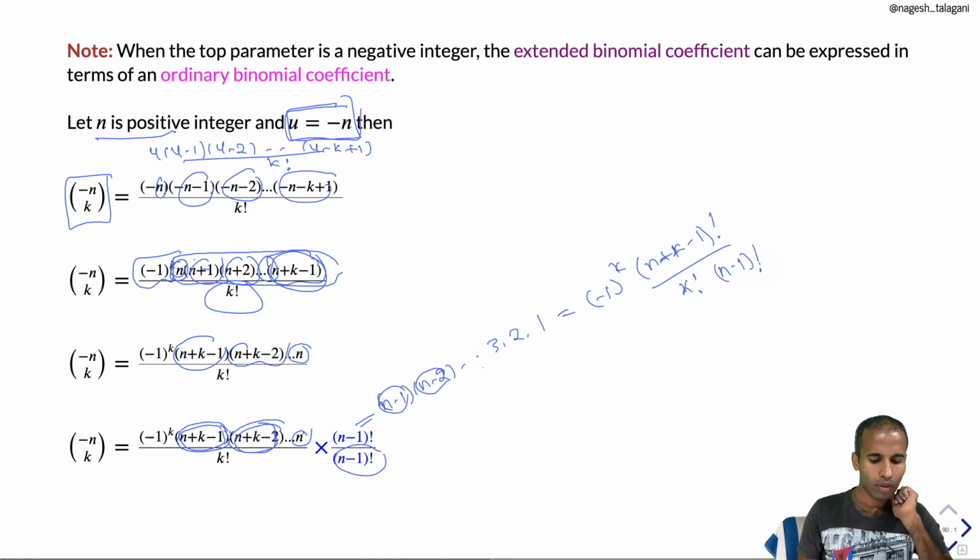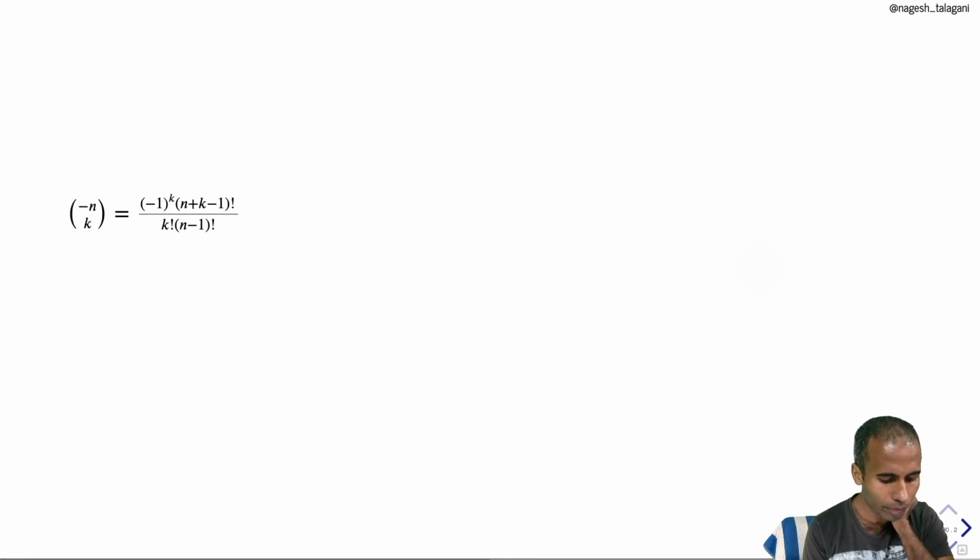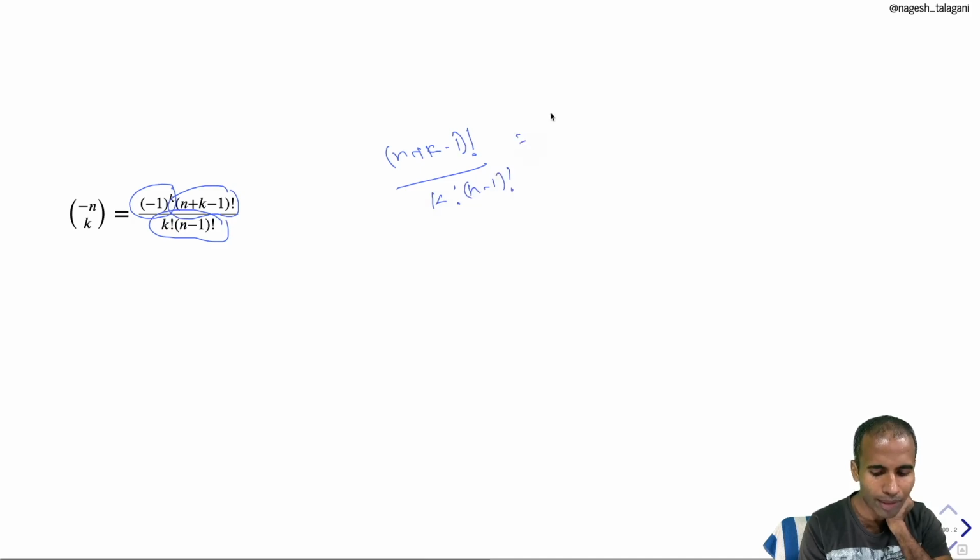So in the next step, minus n choose k is going to be minus 1 to the power of k into n plus k minus 1 factorial by k factorial n minus 1 factorial. Now this n plus k minus 1 factorial by k factorial n minus 1 factorial can be realized as n plus k minus 1 choose k. Here this is going to be an ordinary binomial coefficient.